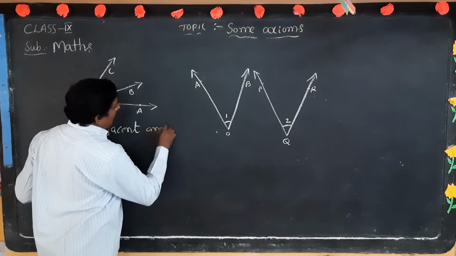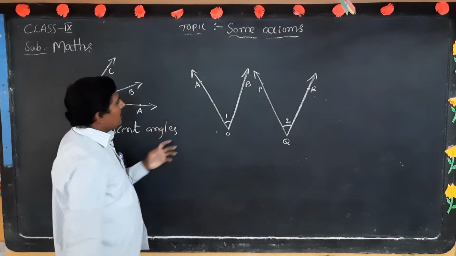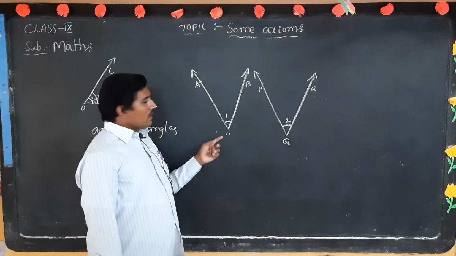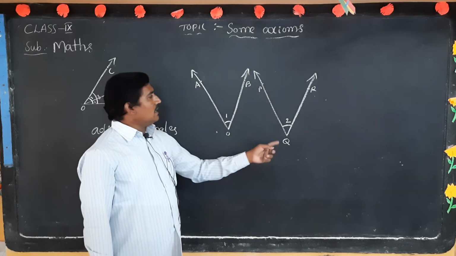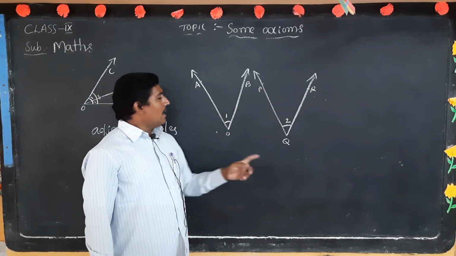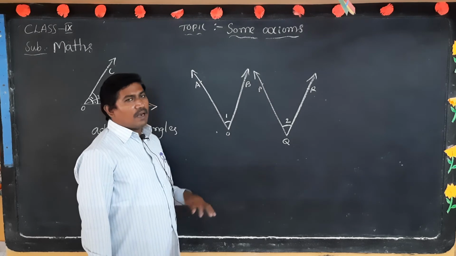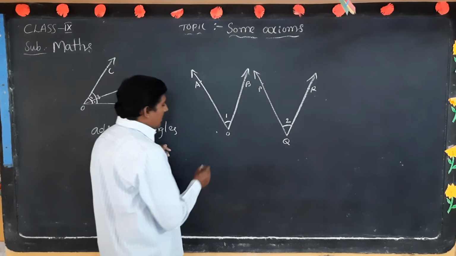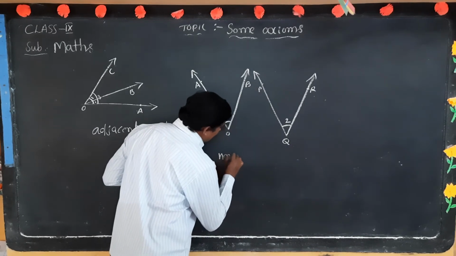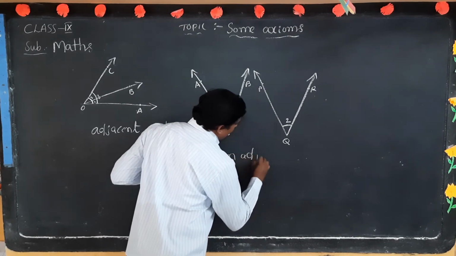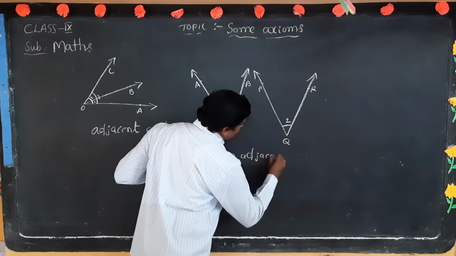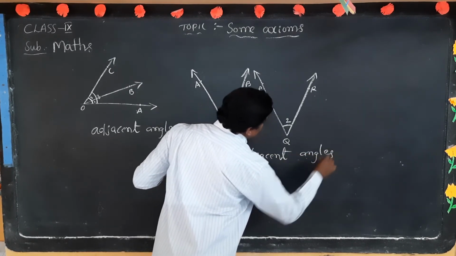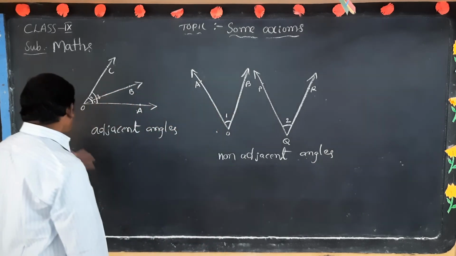And here, OA, OB, O is the common point only. Here see QP, QR. O and Q are not equal, and also see, there is no common arm here. So these are called non-adjacent angles.